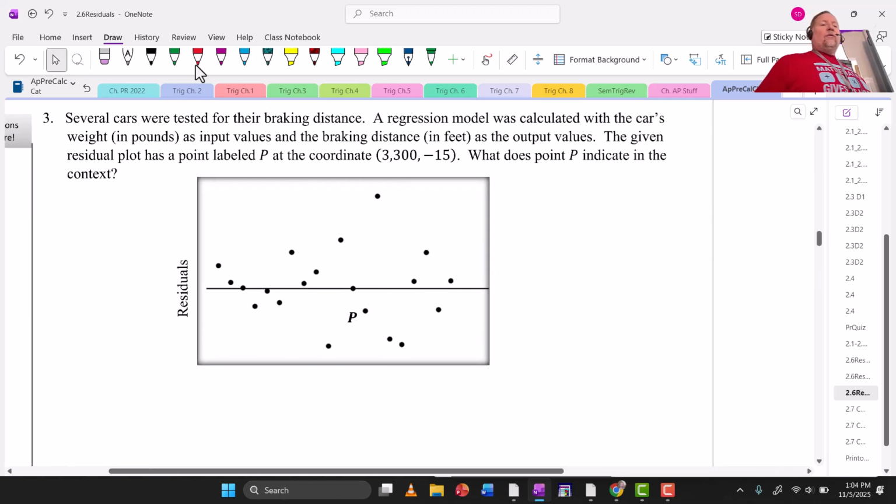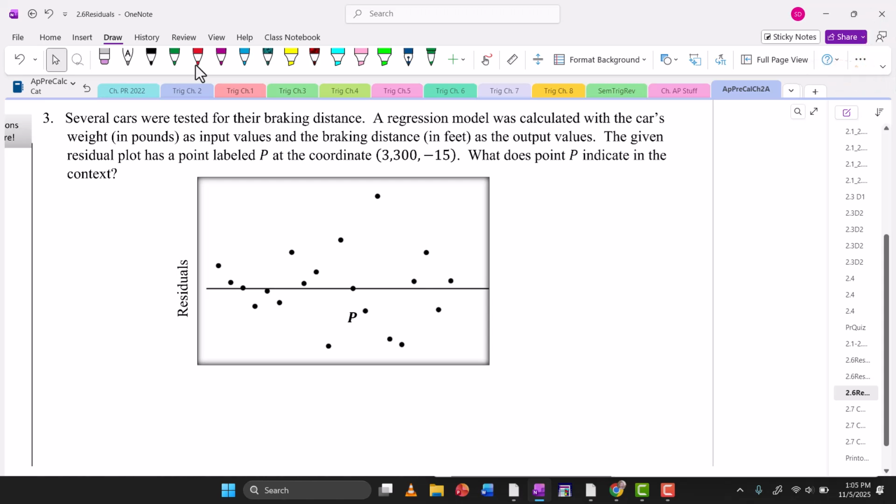Okay, we do have another one, though it's just not calculator active. This is a perfect non-calculator AP question. Several cars were tested for braking distance. A regression model was calculated. They don't even tell you what kind of model this is. I don't think it's linear. Think about a car. It's going really fast and it stops real fast. So it might be exponential. We don't know. Doesn't matter. It was calculated with the car's weights as input values compared to braking distance. So obviously the heavier the car, probably the longer it takes to brake. That's simple physics, unless you have different types of brakes for heavier cars.